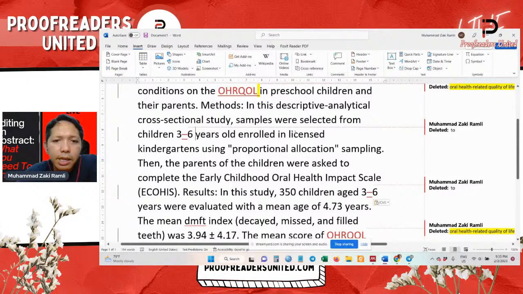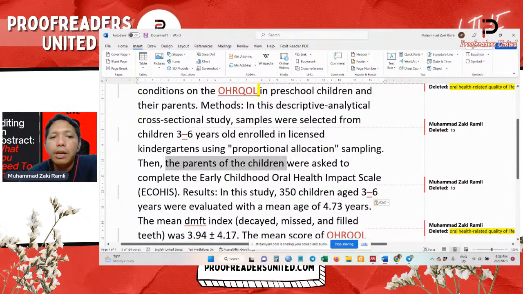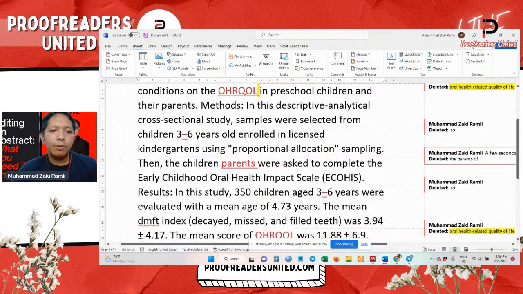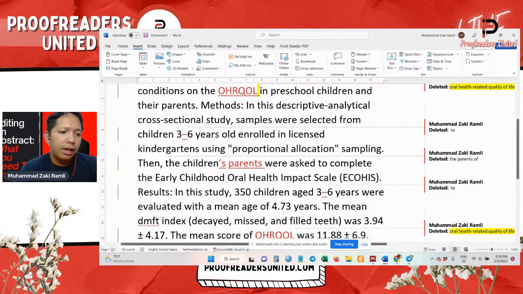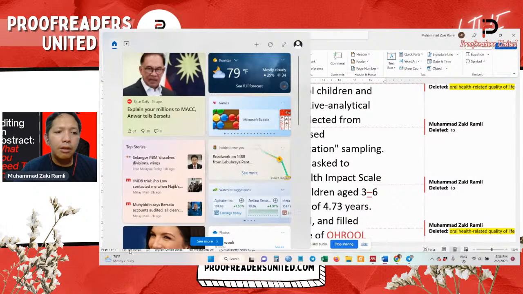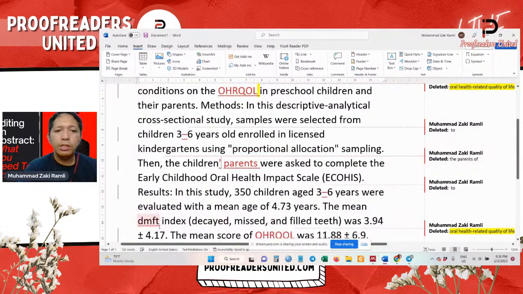Enrolled in licensed kindergartens using proportional allocation sampling. Language-wise, so far so good. Then the parents of the children. Not to say it's wrong here, but why don't we save the number of words over there, if that's the main issue? The children's parents. Now it's 192. Earlier it was 194. So we have saved another 2 words.